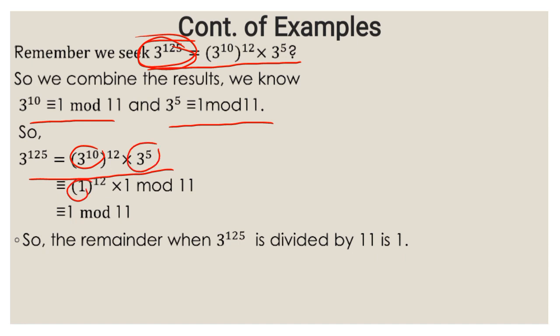We know this one here is 1. 1 raised to the power 12 is 1. And 1 times 1 is 1. So the answer is 1 modulo 11. So the remainder when 3 raised to the power 125 is divided by 11 is 1. And that's your final answer.